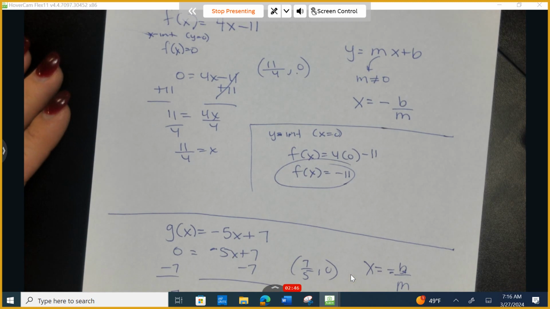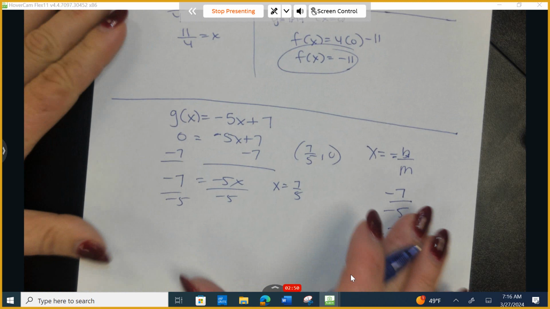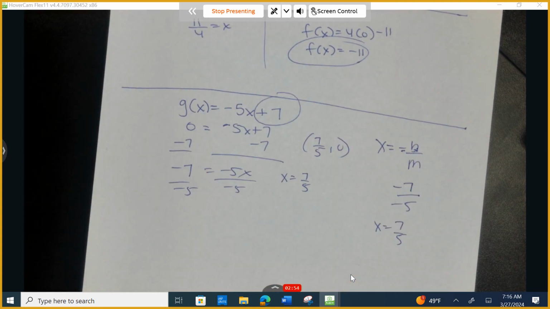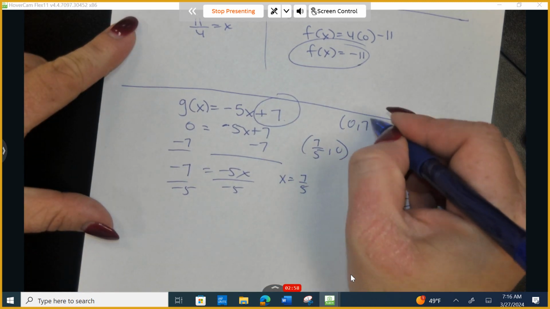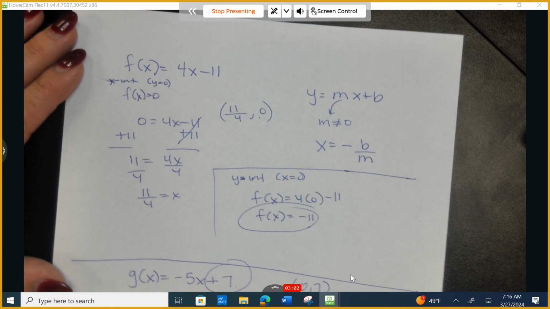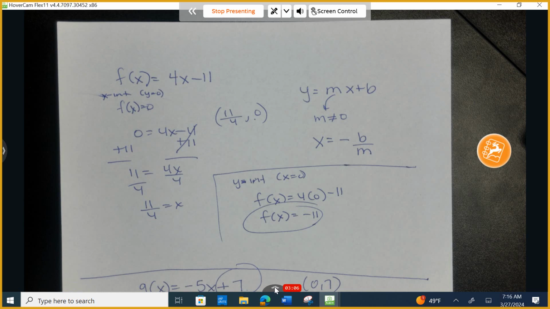Now what's the shortcut to this? Within linear functions in the form y equals mx plus b, this number in the back that's all by itself will always be our y-intercept. So the y-intercept here is going to be 0, 7. Here again it would be 0, negative 11. That's the first type of problem I want to go over. In your notes, please write questions 1 through 5.